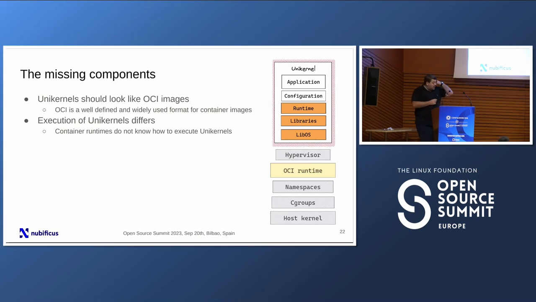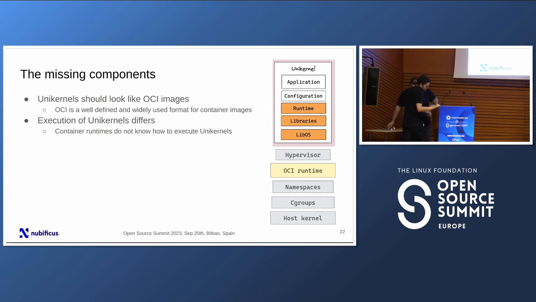So we have identified two main issues. The first one is the packaging. It seems that if we build the unikernel like an OCI image, because OCI is a well-defined and widely used format, maybe we can bridge the gap between containers and unikernels. And if we do that with the image, then maybe we can do something about the execution as a container. Container runtimes don't know how to handle unikernels. They know how to handle containers. They know how to handle VMs, maybe the sandboxed container runtimes, but not unikernels. So I'm going to give the floor to Georgios to talk about what we've built.